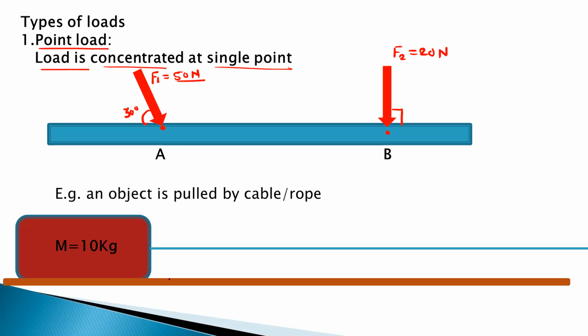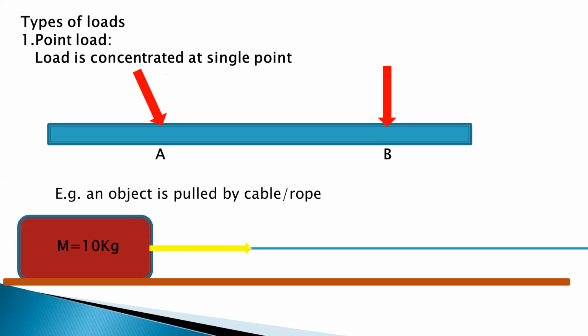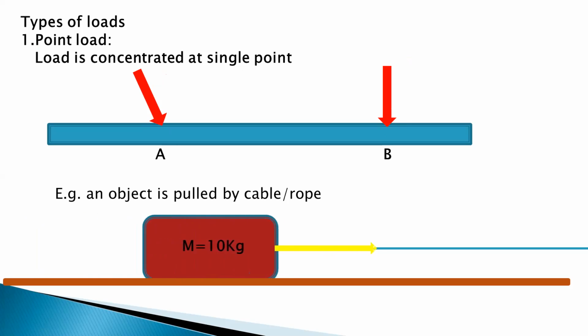So you can take another example. Suppose we want to pull an object with mass 10 kg, then we can connect a cable at this point. Suppose this point is A. Then the tension in this cable, this is the tension force. Suppose the cable is AB. Then this tension will pass through the point A. So this is called point loading. And this is the corresponding motion.